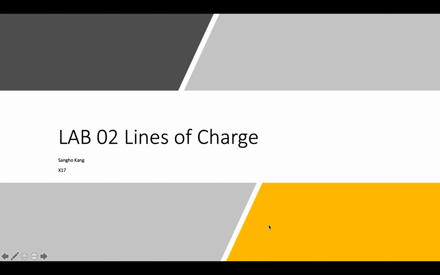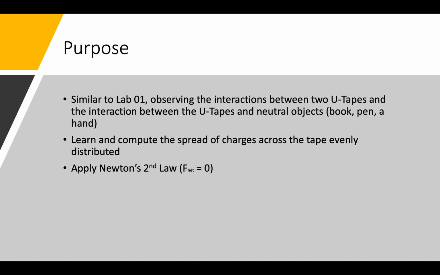Hi guys, today I'm going to talk about my Lab 2 lines of charge. So our purpose is similar to Lab 1. We're trying to observe the interaction between two U-tapes and the interaction between the U-tape and a neutral object such as a book, pen, or a hand. Also, we are trying to learn and compute the spread of charges across the tape evenly distributed. And we're trying to apply Newton's second law, which is the net force equals 0.